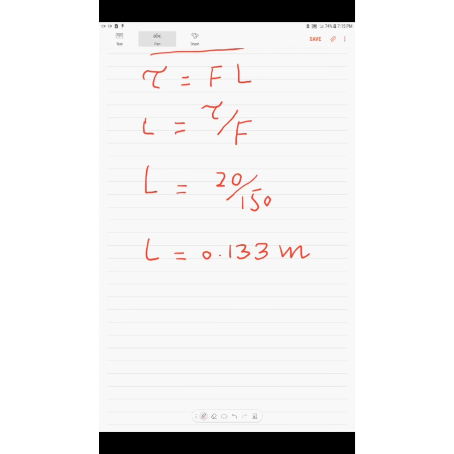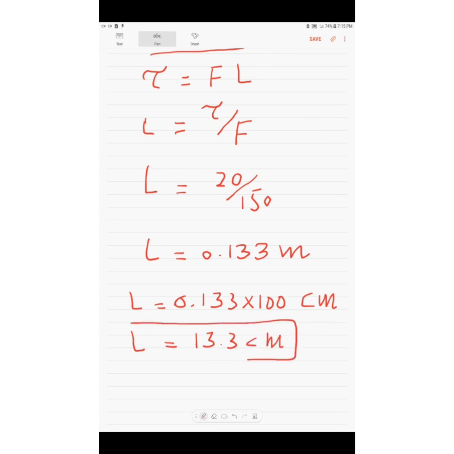Change it into centimeter, multiplying by 100. 0.133 multiplied by 100. Now unit is centimeter. L is equal to 13.3 centimeter. This is the length of the required spanner.